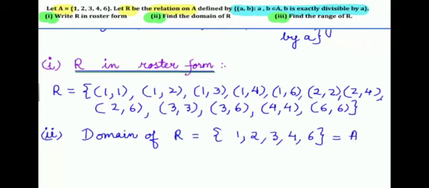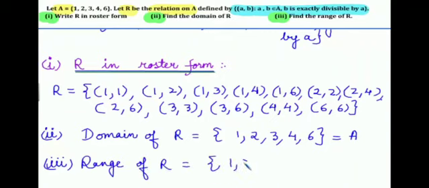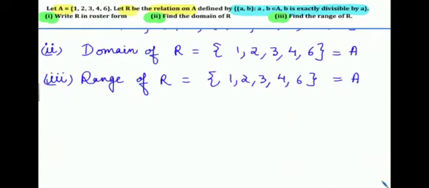And that is your A. And range of relation R is equal to the second elements of the relation. The second elements are also 1, 2, 3, 4 and 6. That is also equal to A. So this is your final answer. Now move on to question number 6.